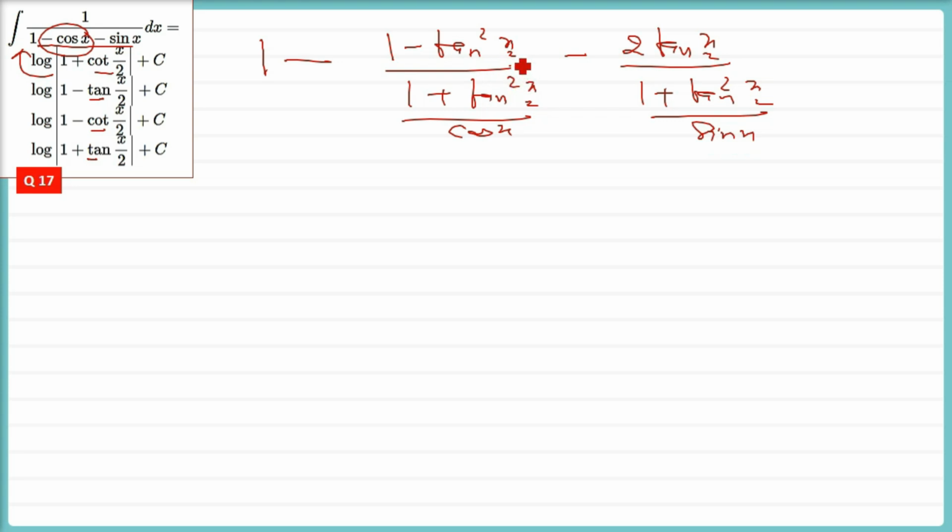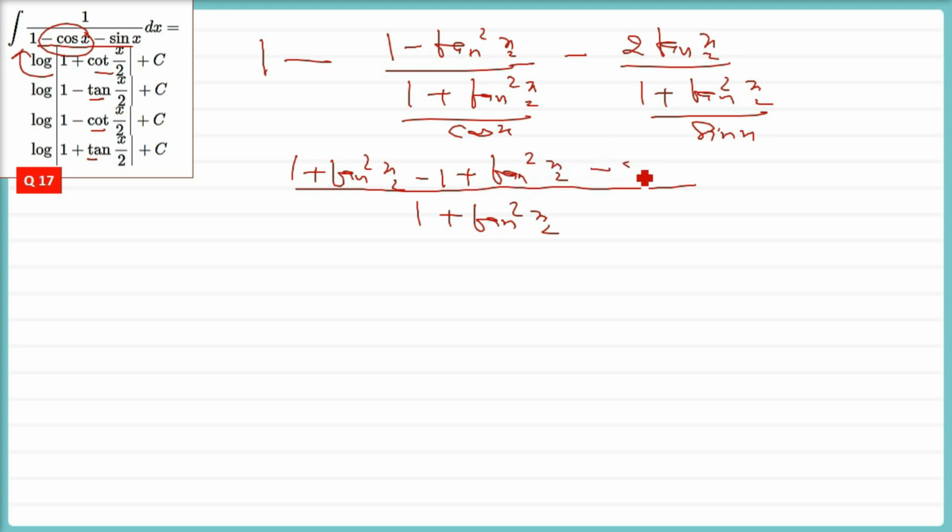I am reiterating because this is going to come in your exam for sure. This kind of question, where you have to convert cos x and sin x in terms of tan x by 2. So let's take the LCM now. 1 plus tan square x by 2. Now since the second and third terms already have 1 plus tan square x by 2, we don't have to worry about that. Only the first term will have 1 plus tan square x by 2. Other terms remain the same. So 1 plus tan square x by 2. Now multiply this negative, so negative 1 plus tan square x by 2 minus 2 tan x by 2.